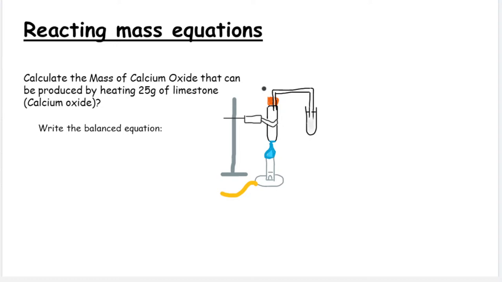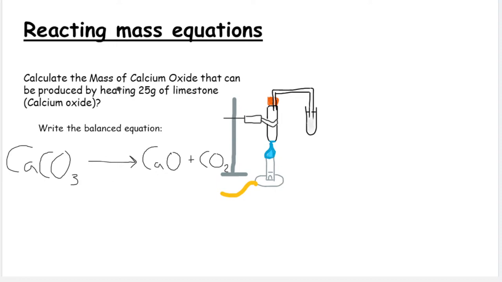Oh, reacting mass. Forgot about these. These are from GCSE. You probably remember this. Calculate the mass of calcium oxide that can be produced by heating 25 grams of limestone. We need to write a balanced equation. Calcium carbonate, which is limestone, undergoes thermal decomposition when you apply heat, and it breaks down into calcium oxide and carbon dioxide. I don't believe this one needs balancing. Let's check: 1 Ca on each side, 1 C on each side, 3 oxygen atoms on each side. No need to balance. It's a one-to-one reaction.